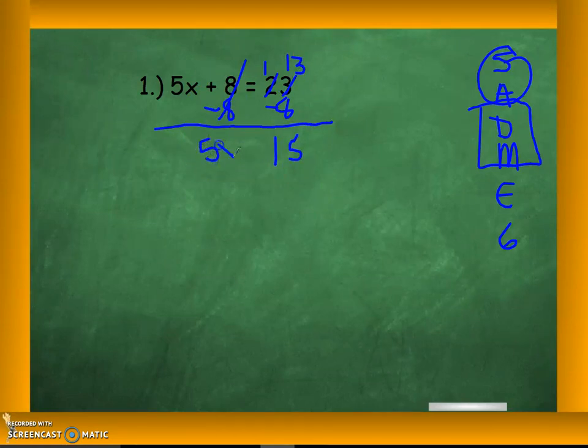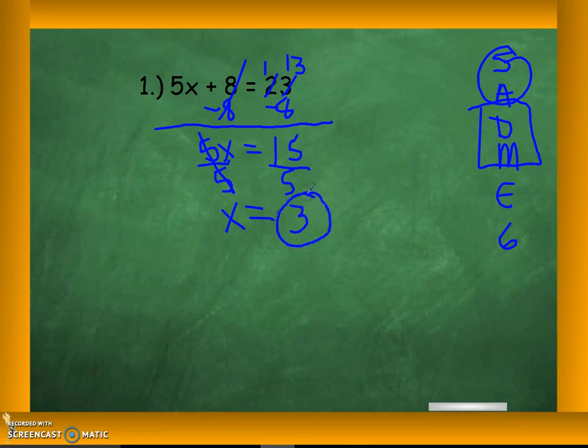This cancels out. The 5 and the x are multiplying. The inverse or the opposite is division. 5 divided by 5 cancels out. You get 1x, but in algebra, you just write x. 15 divided by 5 is 3. Now, if we're not sure this is the correct answer, we can always go back and substitute in and say, is 5 times 3 15? And is 15 plus 8 23? Yes.